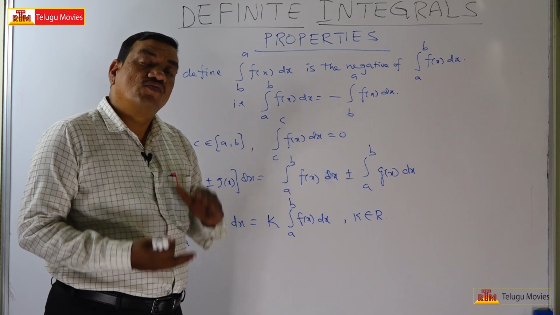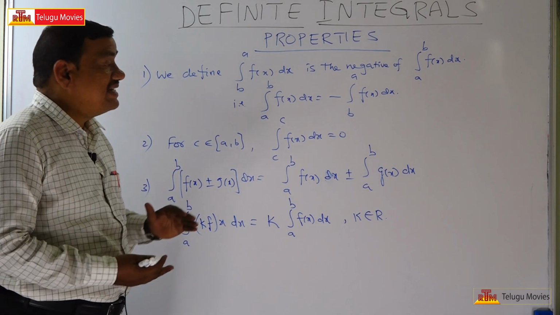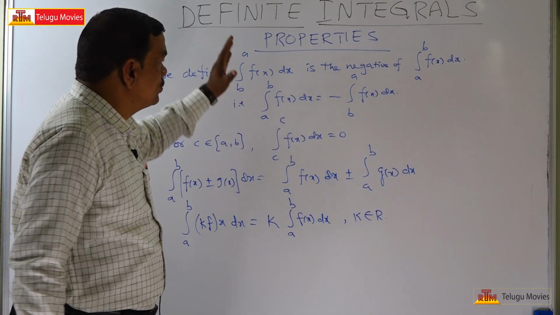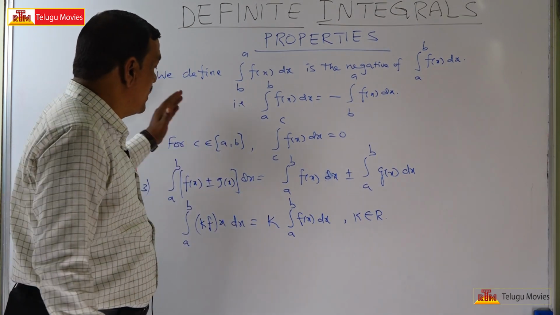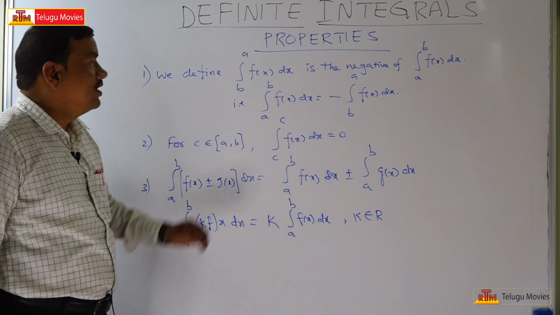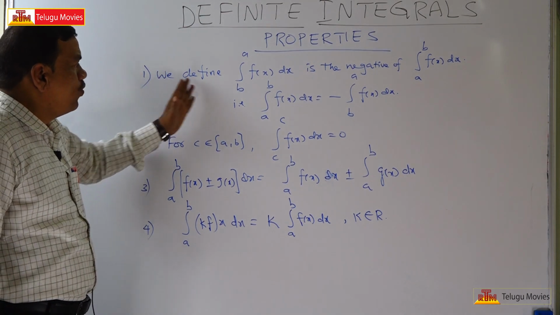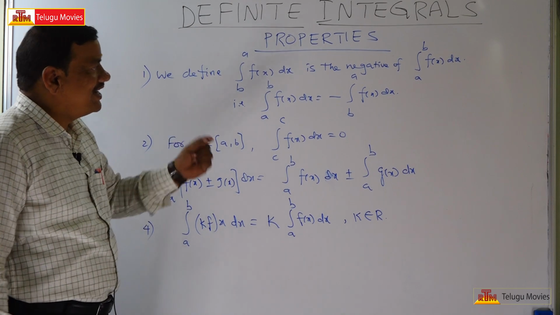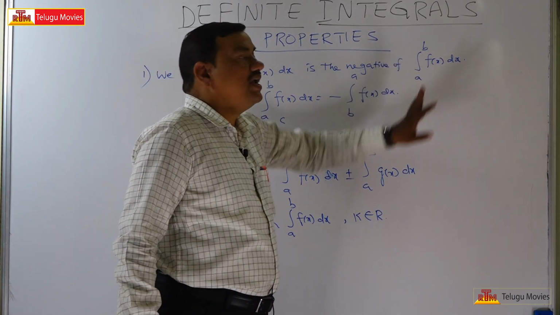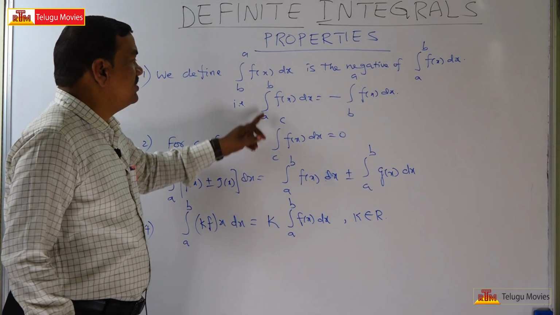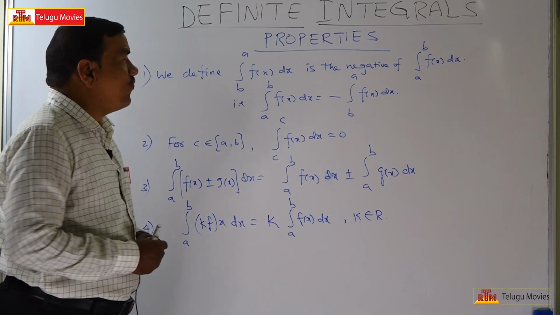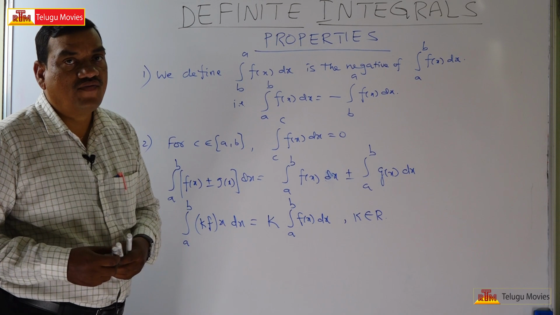To solve them, first of all we should know the basic fundamental concepts in definite integrals. So we have some properties, and I have written some properties here. See the first property: we define integral b to a f of x dx as the negative of integral a to b f of x dx. That means integral a to b f of x dx is minus integral b to a f of x dx.